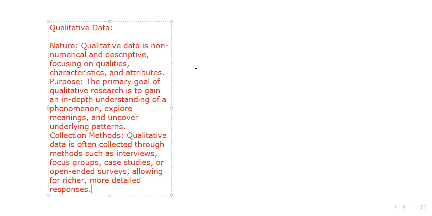Then we also have qualitative data. As she explained, this is data that is what? Non-numeric. So qualitative looks at the quality of the information. So qualitative data is mainly descriptive in nature and looks at qualities and characteristics and attributes. Its main aim is to gain an in-depth understanding of a phenomenon.